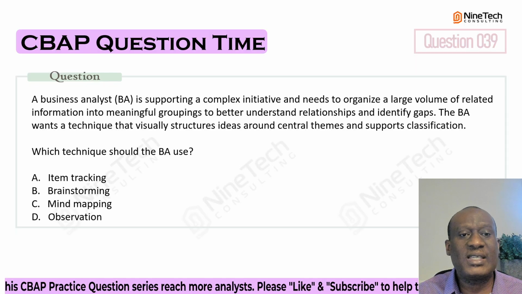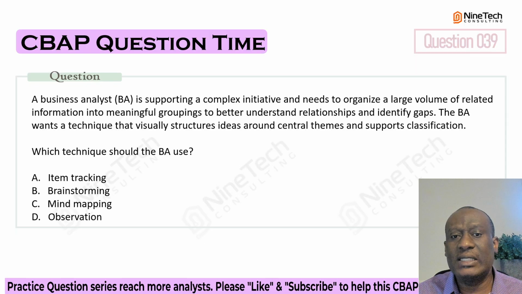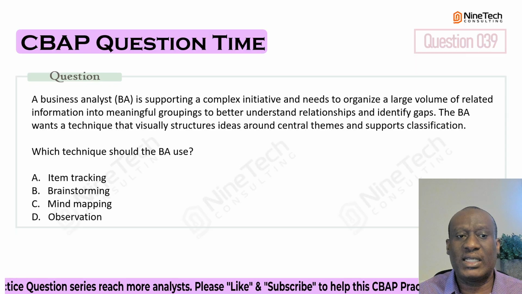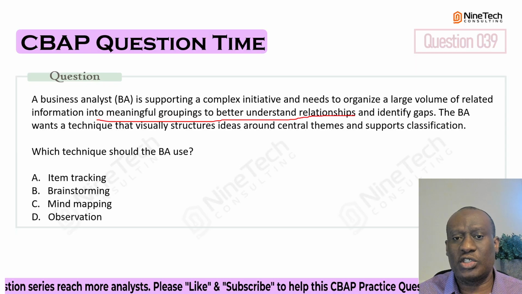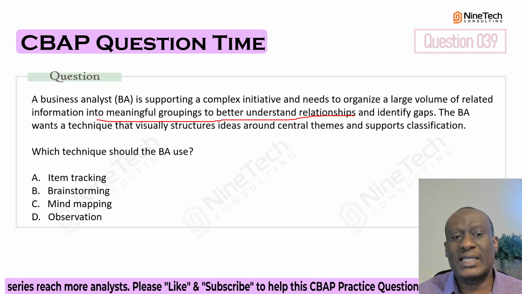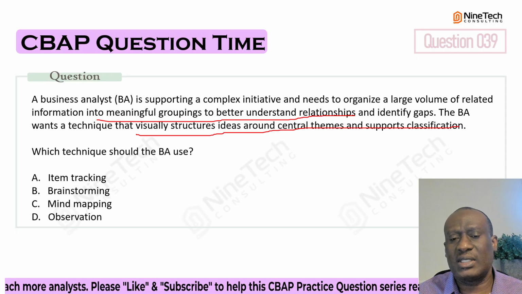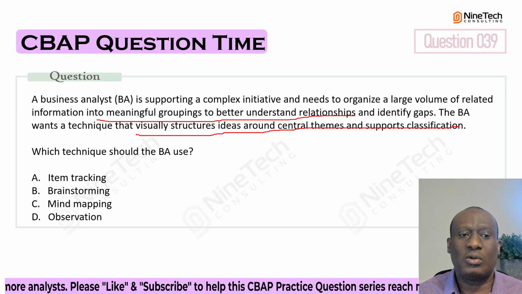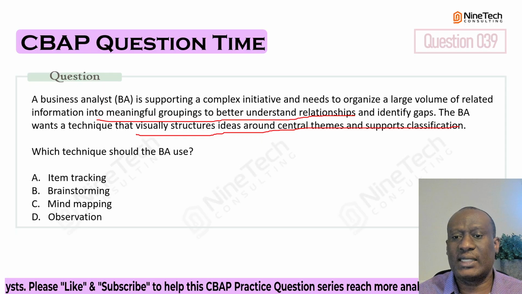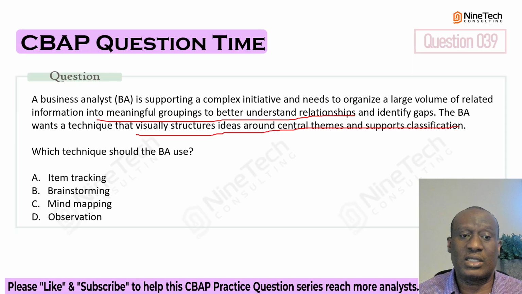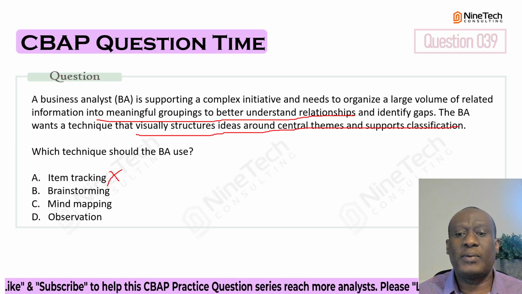Let's move on. A business analyst is supporting a complex initiative and needs to organize a large volume of related information into meaningful groupings to better understand the relationship and gaps. The BA wants a technique that visually structures ideas around central themes and supports classification. What technique should the BA use? Item tracking? No, it's not item tracking. Item tracking is used to monitor the status of work items, not to organize or classify. So that's a no.